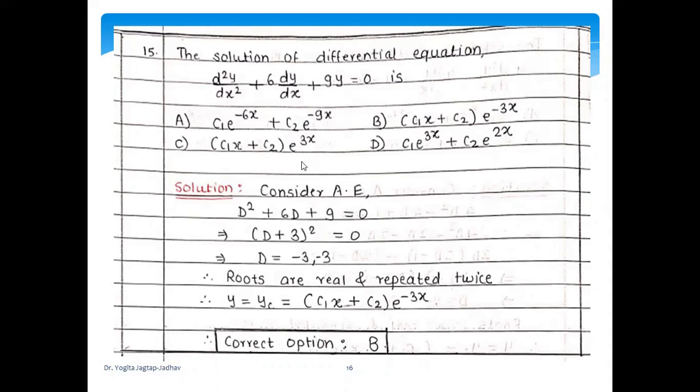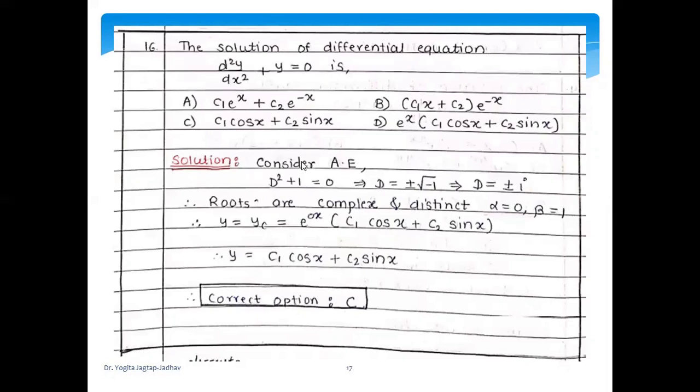Therefore, the complementary function is obtained by using case number 2 of writing complementary function, and this gives us y equal to yc is equal to (c1x plus c2) e raised to minus 3x. Therefore, correct option is B option.